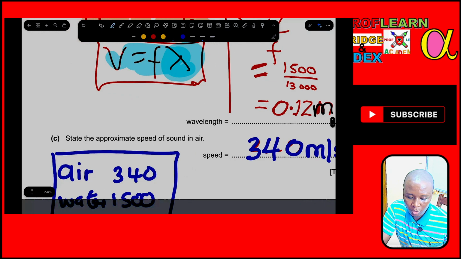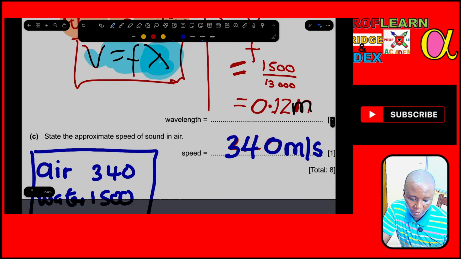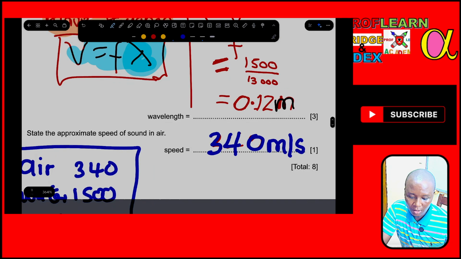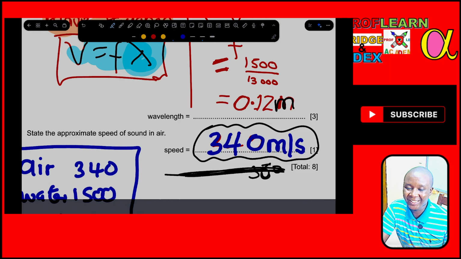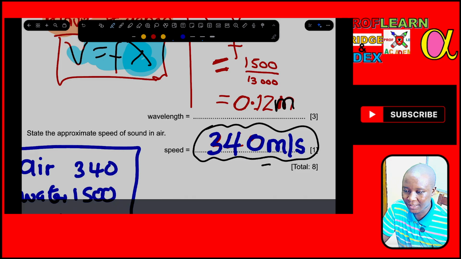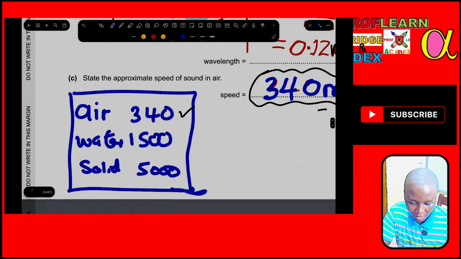Then candidates were supposed to mention the approximate speed of sound in air, and you can see the value of the speed of sound in air is around 340, because we can say 330 all the way to 350 or 360. But whenever you are going to state your answer, you are not going to state a range, you are going to state the exact value. So just understand that it's 340, a value close to that. Speed in air is around 340.